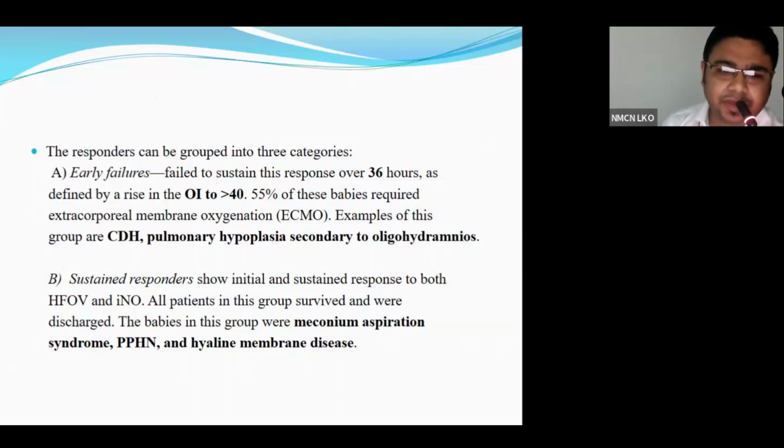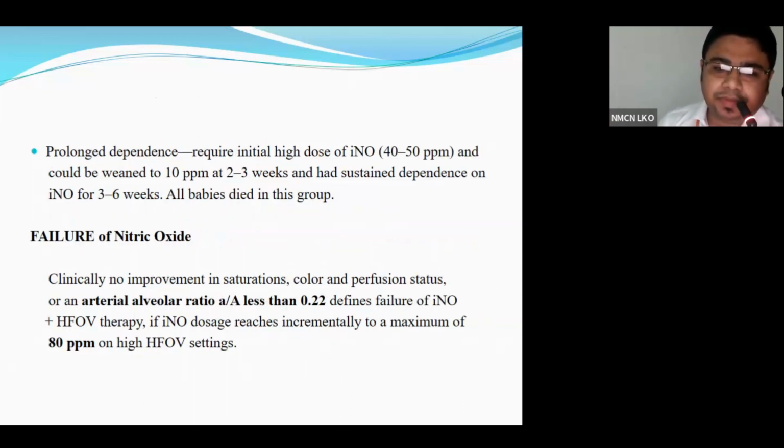The third category of babies are into prolonged dependence, who require nitric oxide for a prolonged period of duration, for more than 2 to 3 weeks, and it can even be extended to 6 weeks also. But most of the babies died in this group, as studied by Goldman.